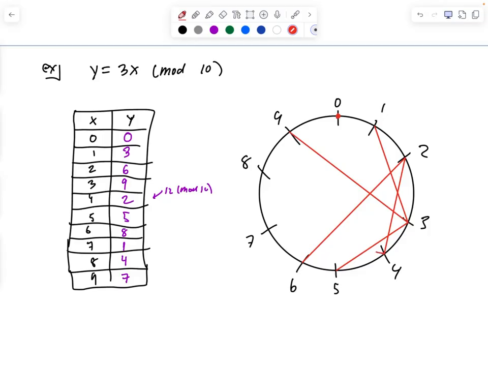5 is just a 5, which is a dot. 6 goes to 8. There we go. 7 goes to 1. 8 goes to 4. Oh, I don't want you to curve. 8 goes to 4. And 9 goes to 7. A pineapple. Is that how you cut your pineapples?